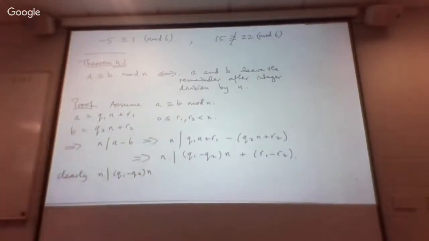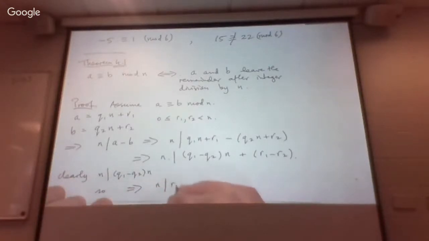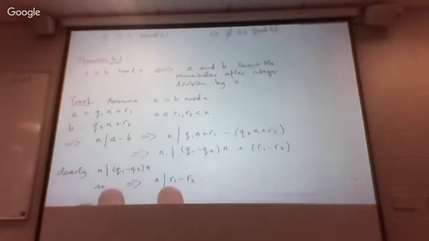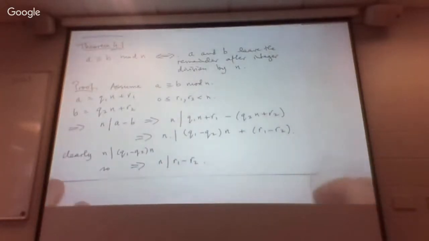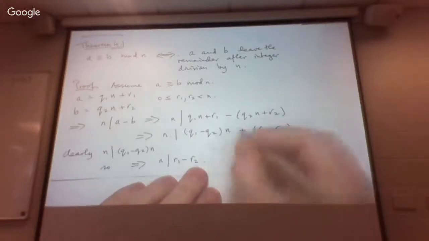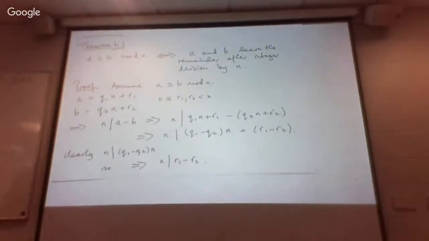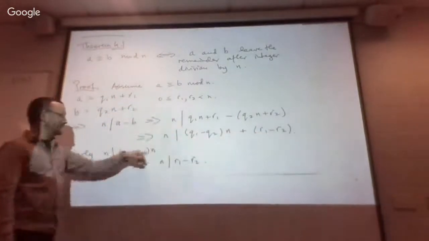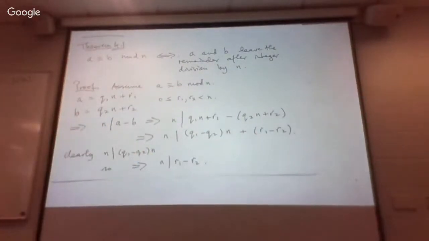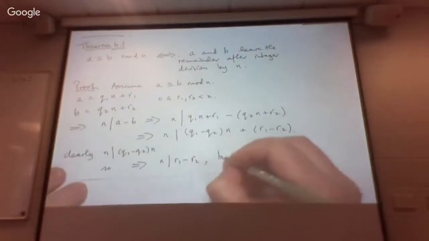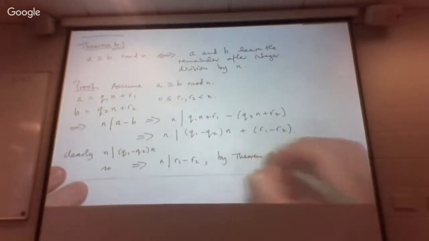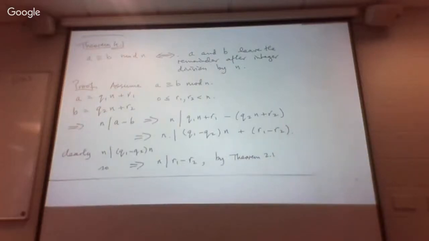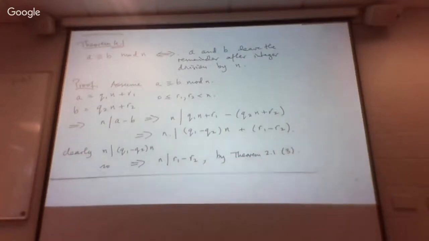In other words, n must divide R1 minus R2. The justification for that, you see, because we've formed the difference between these two quantities, this line minus this quantity. So what we're making use of there is all the way back in Chapter 2, this was theorem 2.1. This was this long list of basic properties of divisibility. And it was part 3 of that, which was the divisibility of linear combinations.